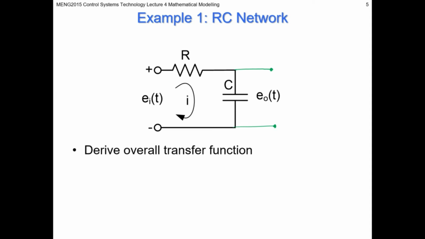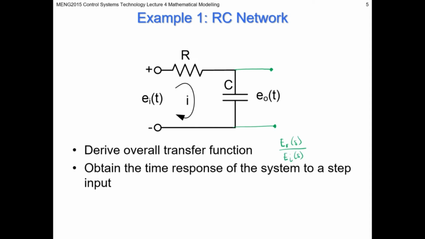So we want to derive the overall transfer function for this. The overall transfer function would be your output voltage over your input voltage. Then we're going to apply a step input on this end, E_I. We're going to give it a nice step input. Let's try a better step. There we go.